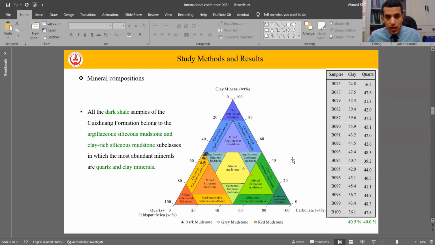Moving to the inorganic chemistry, starting by the mineral compositions, we can say that the Cuizhuang formation source rock is abundant in clay and quartz, with an average of the total of these two minerals about 80%. And using the ternary diagram proposed by Gamero Diaz, we can say that the formation is mainly located within the clay-rich siliceous mudstone, and also the argillaceous siliceous mudstone.